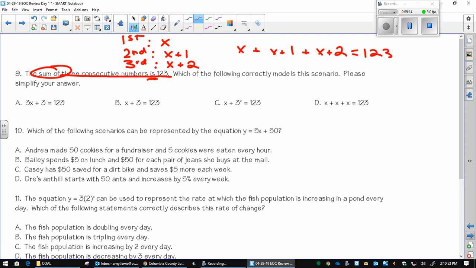And now we're going to simplify. We'll combine our x terms. X plus x plus x is 3x. 1 plus 2 is 3. And now we've simplified our equation. And our answer here is A.